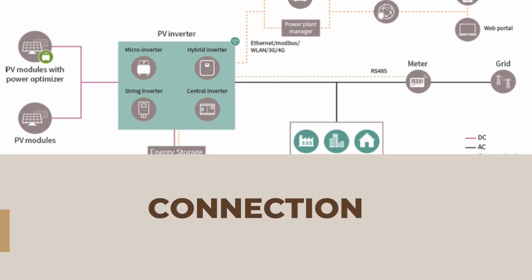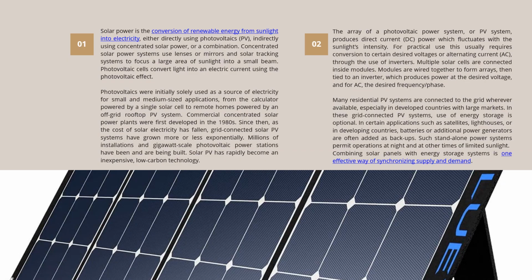So this is how the connection goes. I'm sorry for the blur. So this is a PV inverter and meter, grid, and everything goes to appliances. I'll give you 2 minutes to read this, or you can pause and read this. This is basically a detailed explanation of what a solar cell and photovoltaic is, how it is converted and everything.